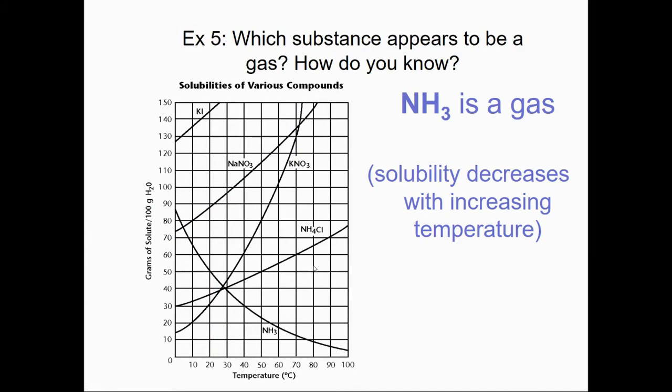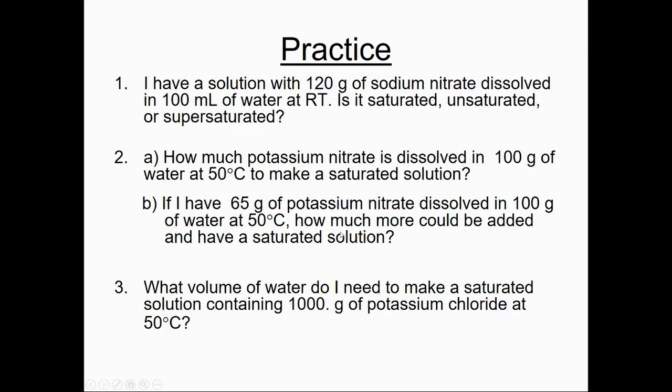Now, which substance appears to be a gas, and how do you know? Well, the only one here that is decreasing with increasing temperature is ammonia. That is your gas. Its solubility is decreasing with increasing temperature. It's the only one. All the other ones are solids. Why don't you pause this video right here and see if you can try these three, and we'll come back and review them in a minute.